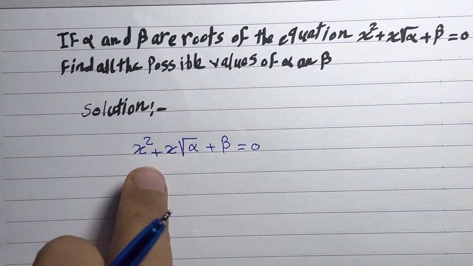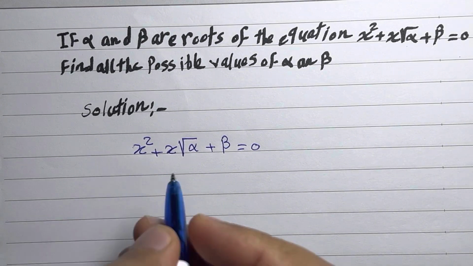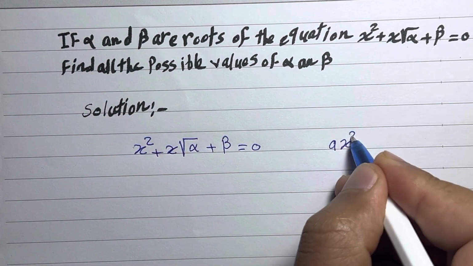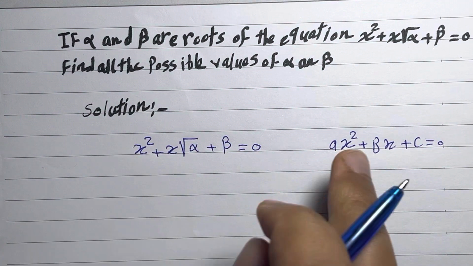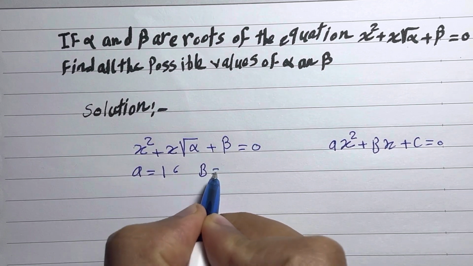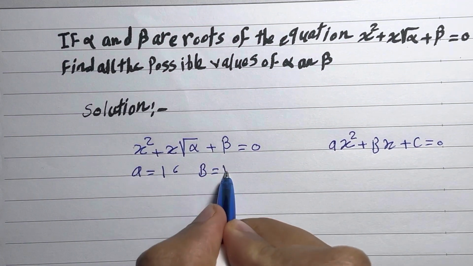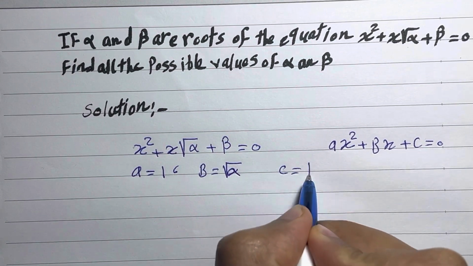We know this is a quadratic equation because the degree here is 2. We know the general formula for solving the quadratic equation. Here we have the general equation ax^2 + bx + c = 0. If we compare, a equals 1, b equals root of alpha, and c equals beta.